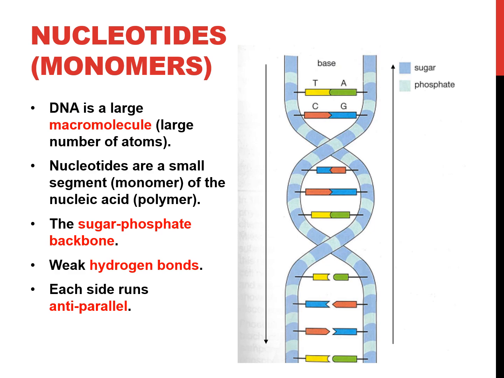Again, this is the same image, just represented in a different way. Obviously, this is DNA this time because it has that double helix backbone instead of the singular. So a large macromolecule is our DNA. There's heaps and heaps of atoms.